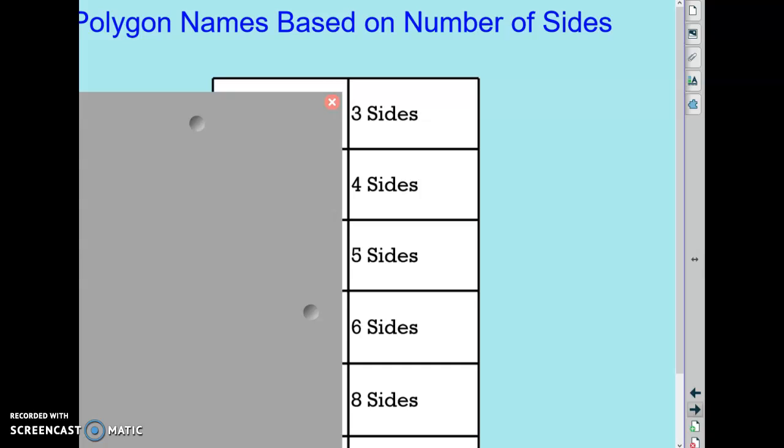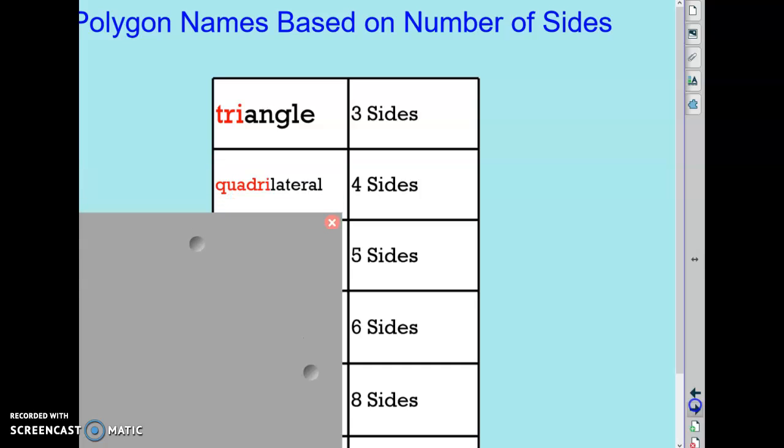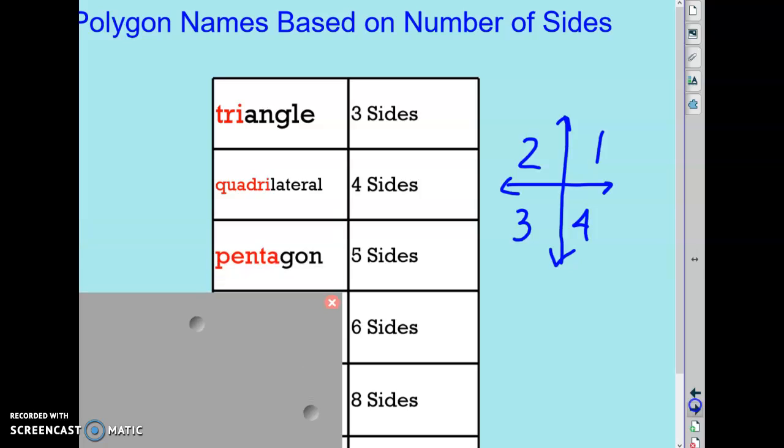Now, we talked about different types of polygons. I know we already know that a triangle has 3 sides, tri meaning 3. Triceps is a group of 3 muscles. A quadrilateral has 4 sides, quad meaning 4. Like in our 4 quadrants, when we were talking about our coordinate plane, we were broken up. Quad means 4. So we had quadrants 1, 2, 3, and 4. So quadrilateral is 4 sides.